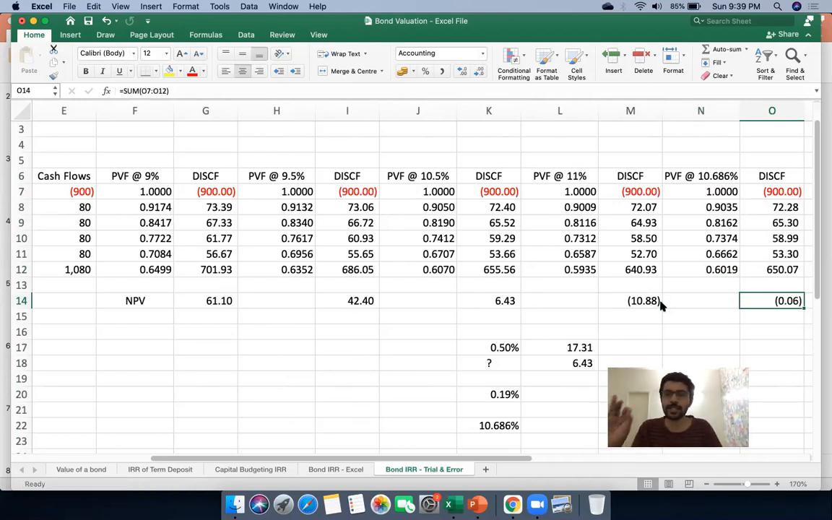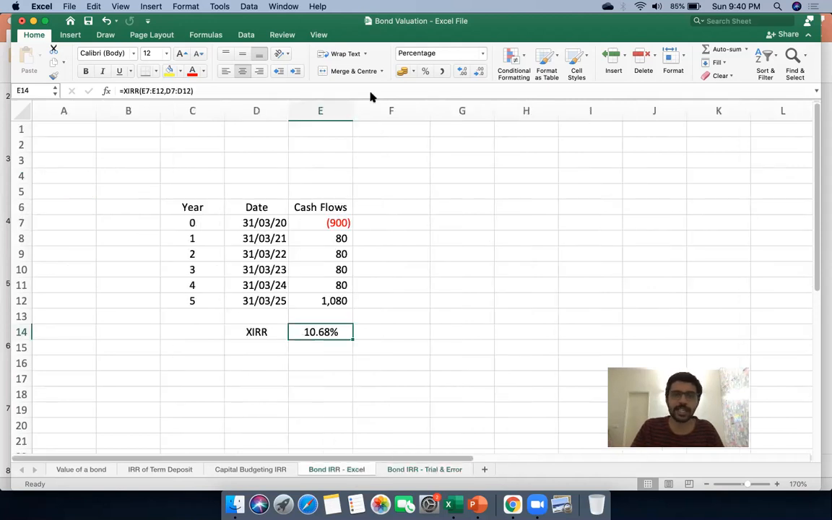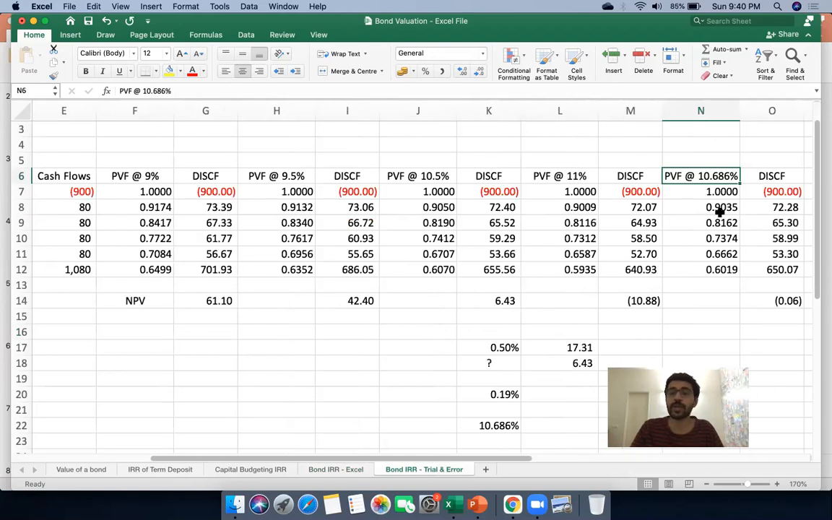It's not exactly zero. It is minus 0.06, which means that it's approximated almost to the last digit. If you actually see, the answer that we got over here is 10.679, and the answer that we got over here is 10.686%. So it's actually not perfectly correct, but it's a reasonable approximation that we can deal with. The NPV is hardly negative, so we are okay with this level of approximation.